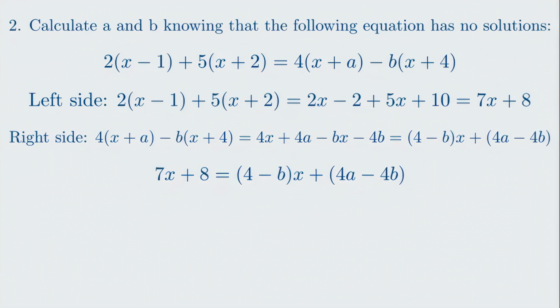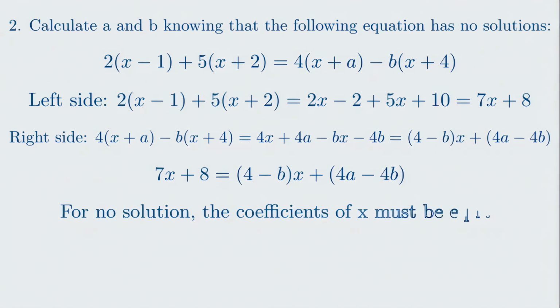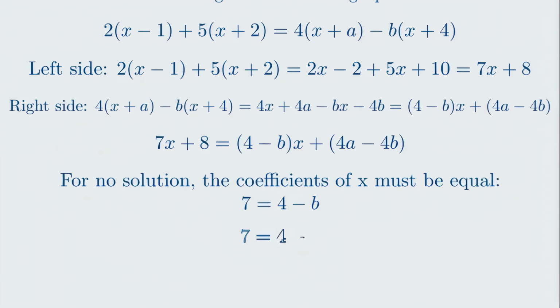A key concept here is that an equation with no solution occurs when it simplifies to a false statement, like 5 equals 7. For this to happen in a linear equation, the x terms must cancel out. For the x terms to cancel, their coefficients must be equal. This means 7 must equal 4 minus b. Solving this equation for b, we subtract 4 from both sides to get 3 equals negative b, which means b equals negative 3. So now we know b equals negative 3.